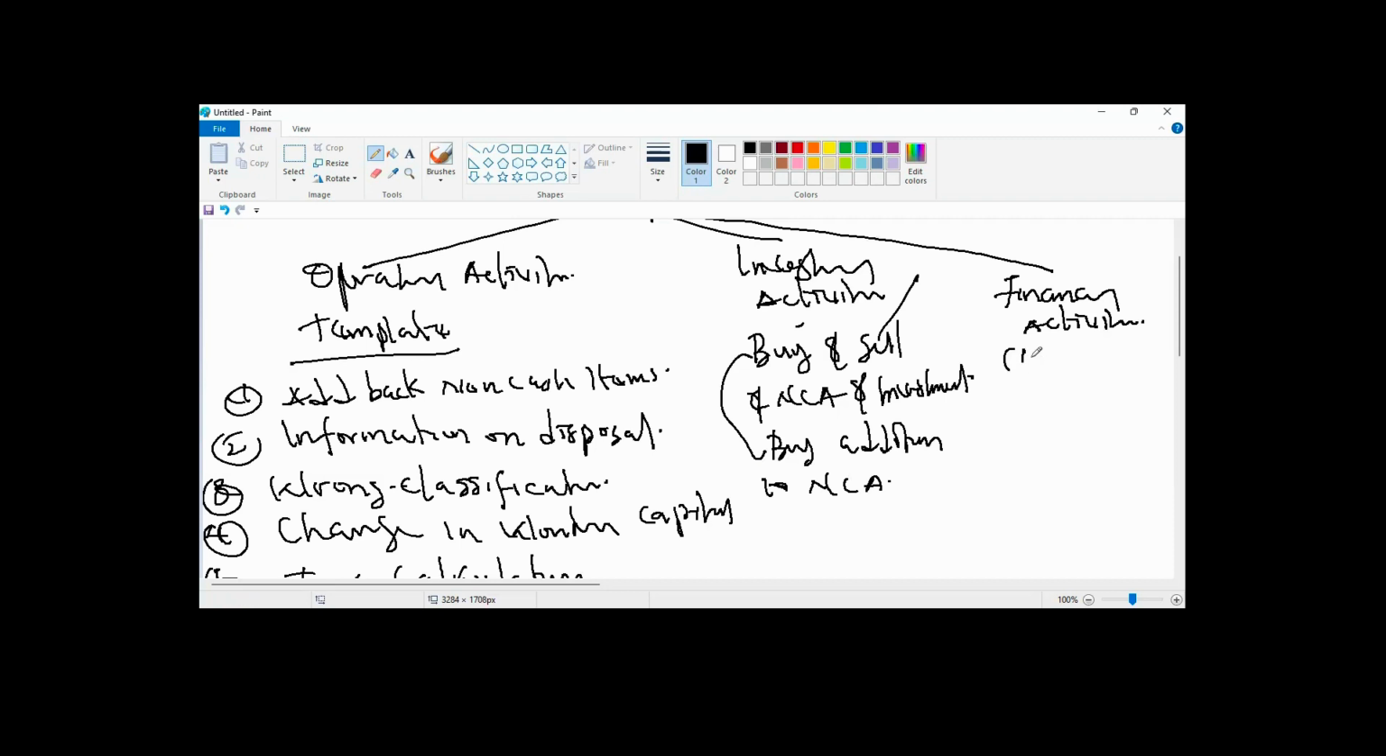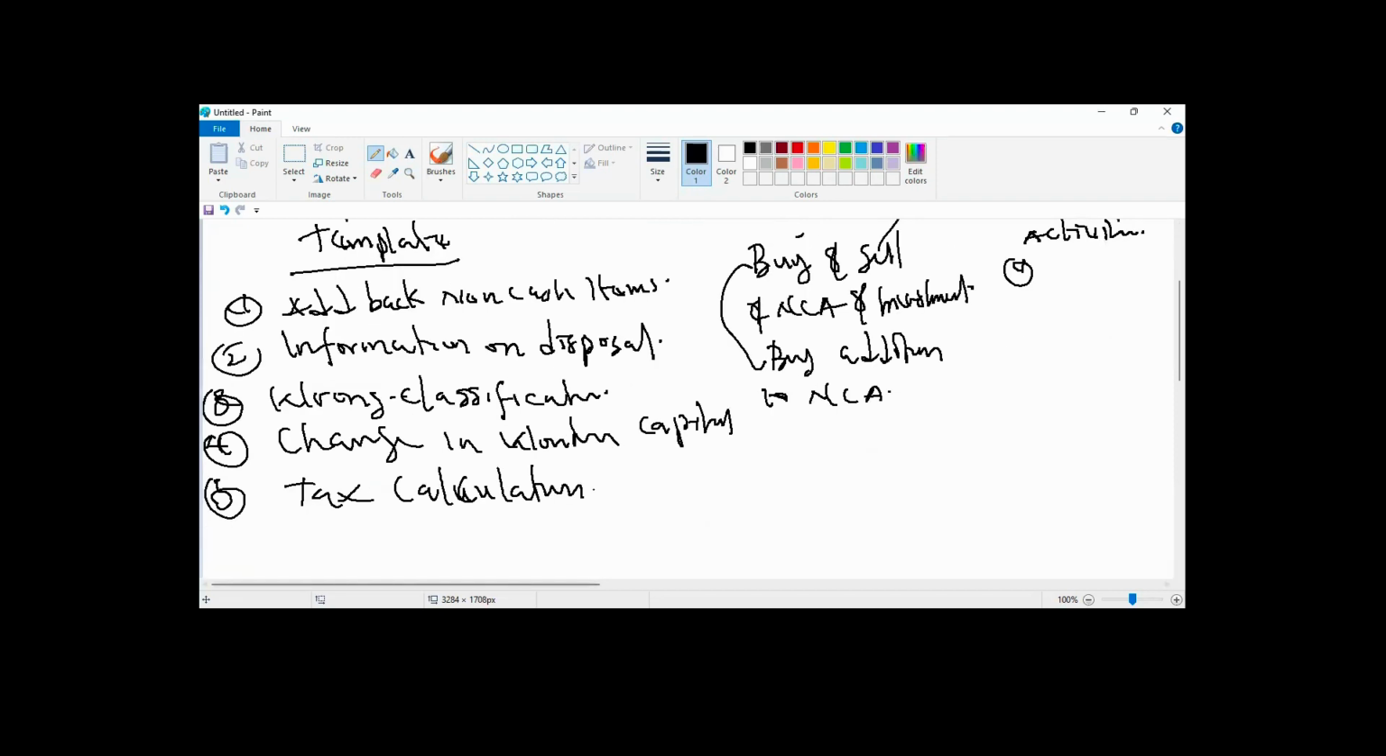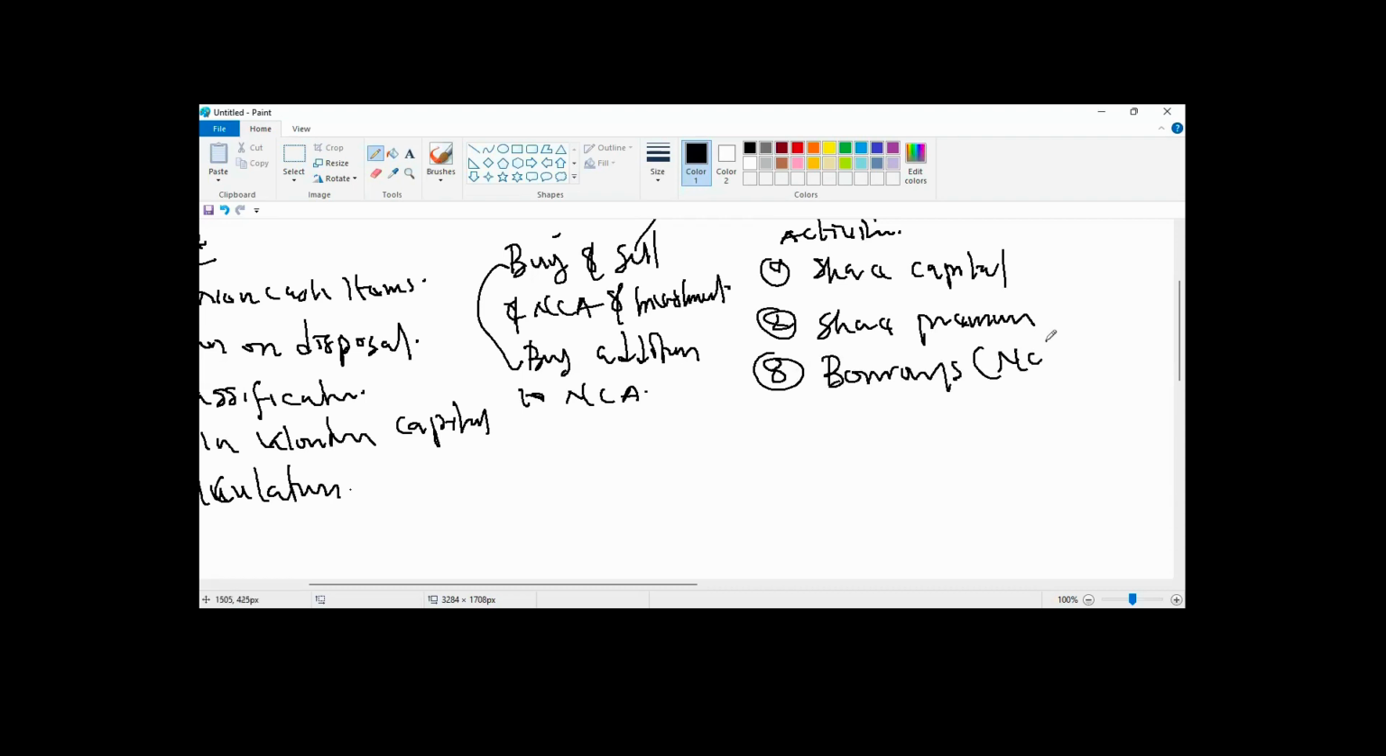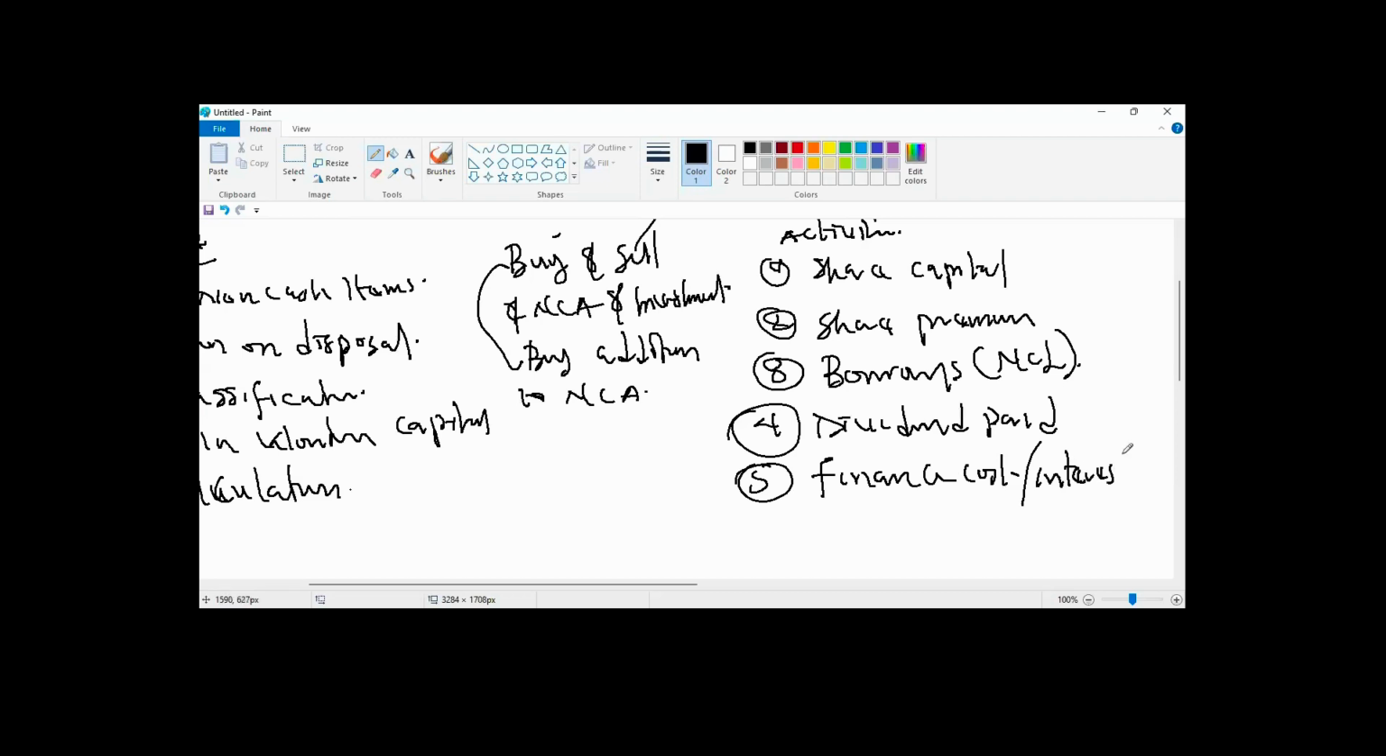Then for the financing, there are just 6 items. It is very rare that we see a question that will carry all the 6. In financing, we are talking about share capital. We talk about the share premium. Third, we talk about the loans, the borrowings, in the non-current liability; the one in current liability is cash and cash equivalent. Therefore, we talk about dividend paid to shareholders. Then 5, finance costs. When we say finance cost, we mean interest payable.